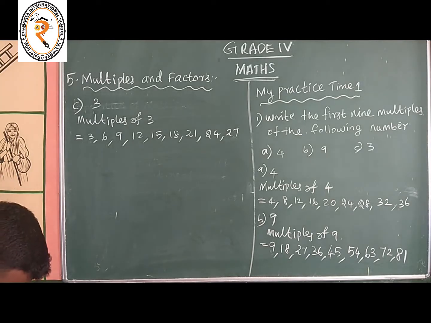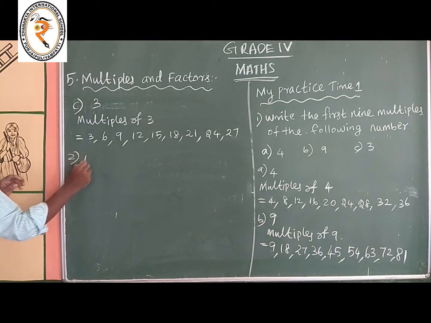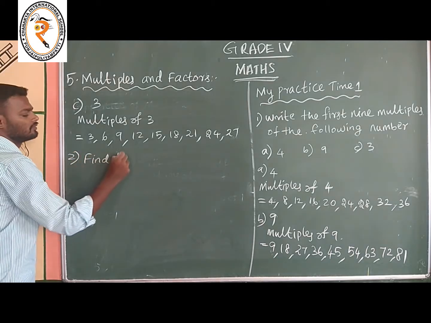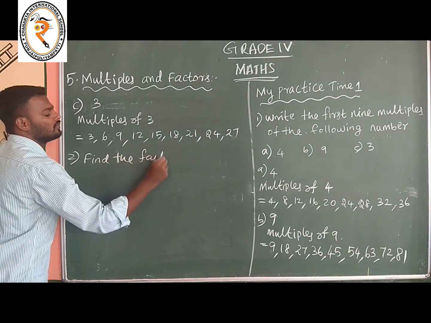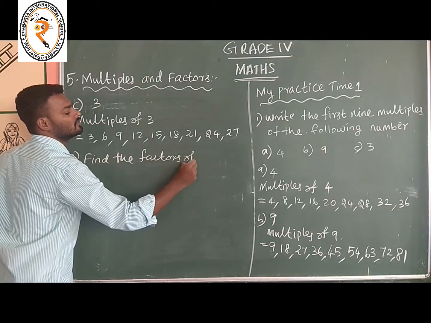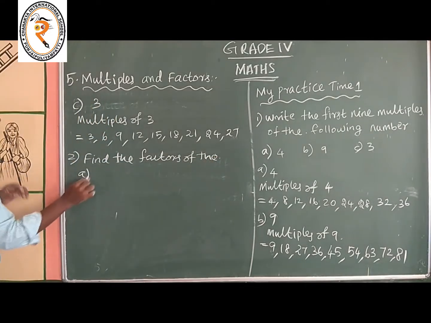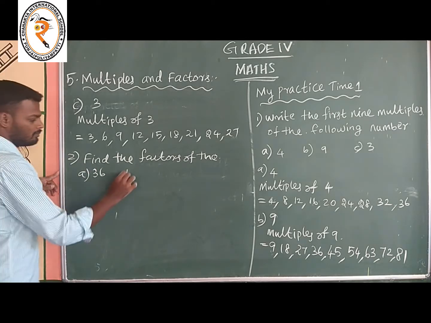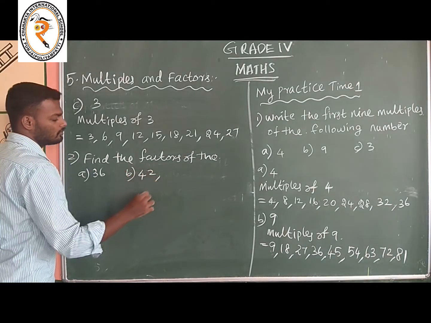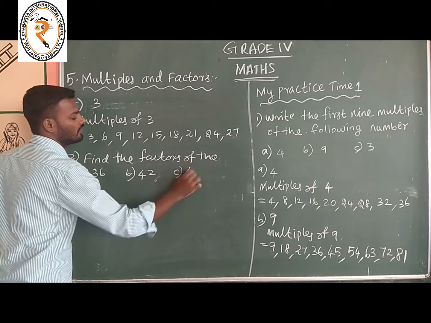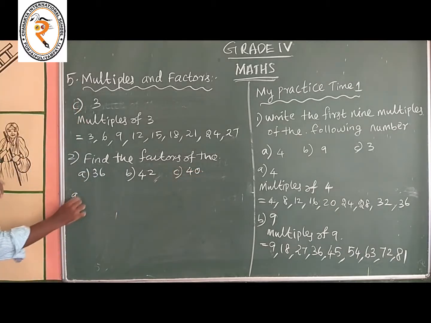question, find the factors of the following. Second question. Find the factors of the following questions. Question A 36, B 42 and C 40. First question 36. Find the factors of 36.